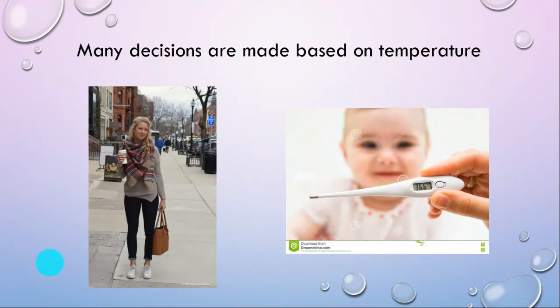Many decisions are made based on temperature. Every day in the morning before you go to school, you check the temperature, you check the weather outside, to know what to wear. So it's important to know the temperature before we leave our houses. If you feel that you are tired or sick, what do you do? You measure your temperature using a thermometer to know if you're okay or not. And we have other things we need temperature for.